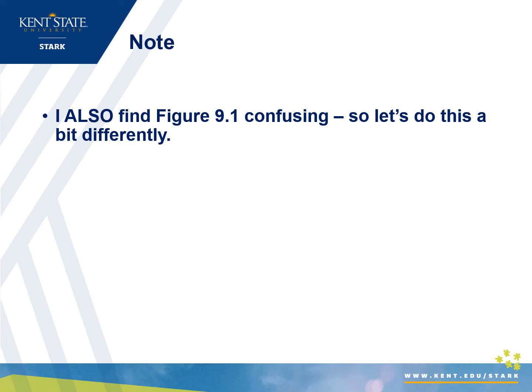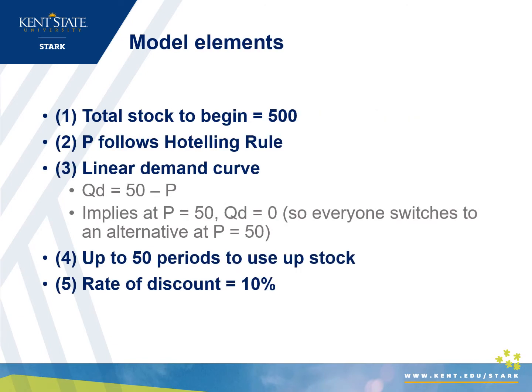Rather, let's look at this a little bit differently. Let's go ahead and look at a basic model instead of the kind of complicated 4-quadrant diagram. So the first thing, we're going to have a total stock of 500, and really the choice for our producer is going to be when the producer sells those 500 units. Price is going to follow the Hotelling rule over time. So once we've established what the initial price is, then it's going to increase by the rate of discount, which will make the rate of discount 10%, which you can see here under number 5.